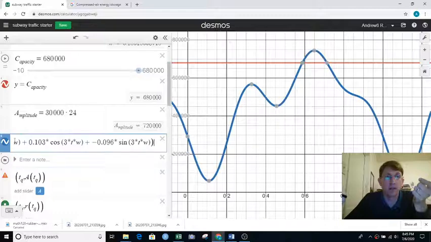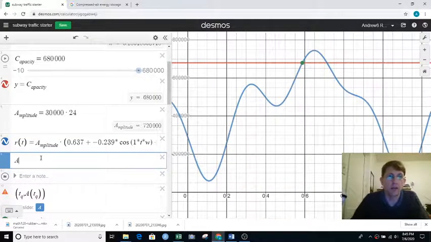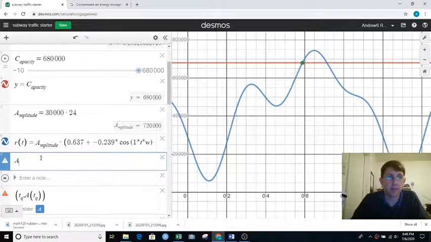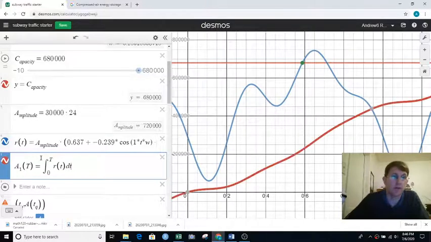So I'm going to insert a new expression here. So I could say, let's call it A of t equals the integral from 0 to time t of r of t dt. That's basically what I want to do. And I get this curve here.